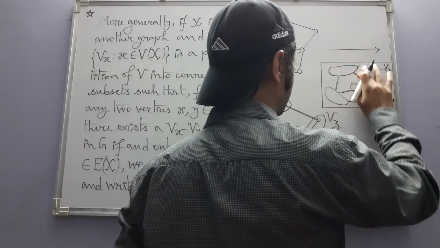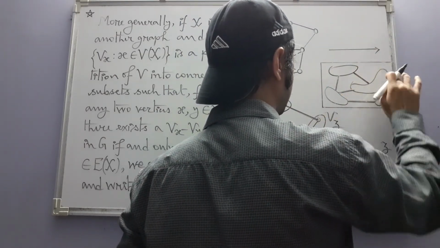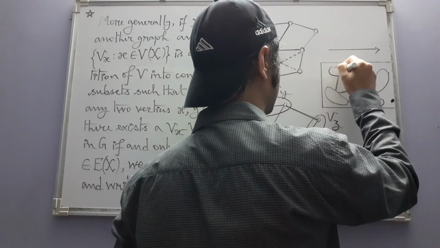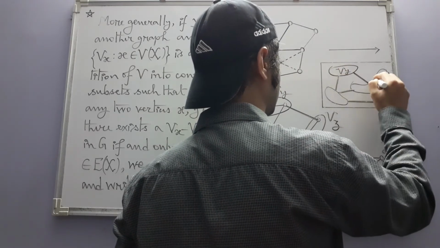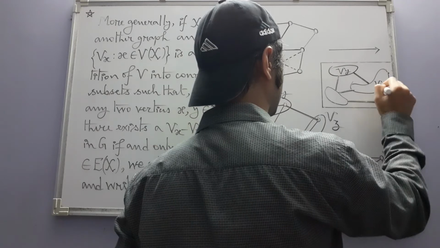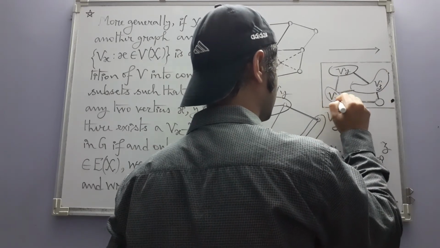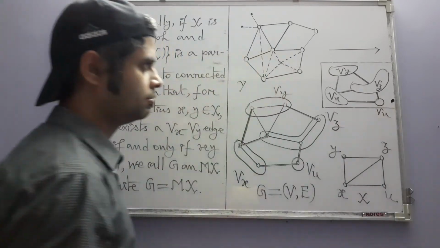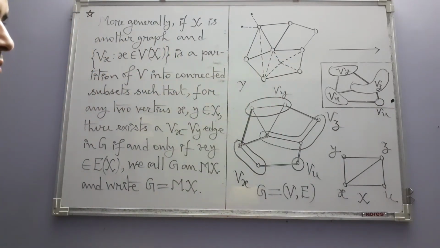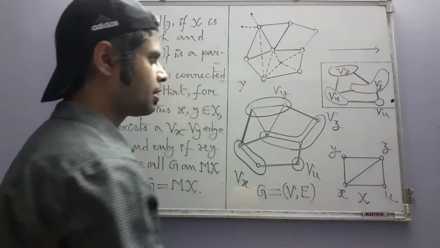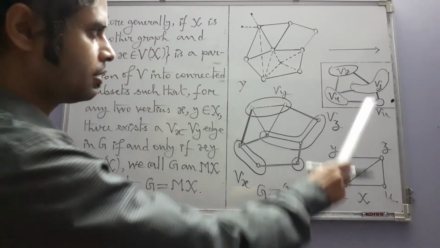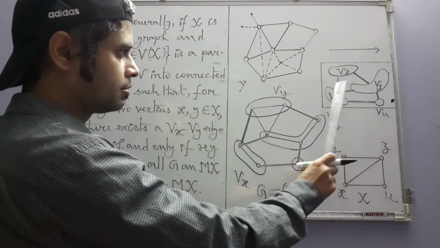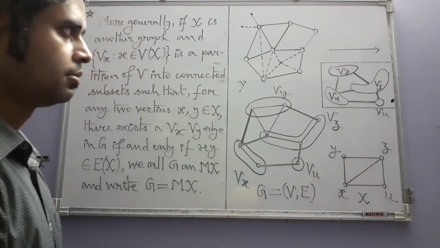Oh, why am I writing this outside? I can conveniently write it inside now. Vz, Vx, and this one of course is Vu. Okay, now you can think of this itself as a graph where you have four vertices which are sets.